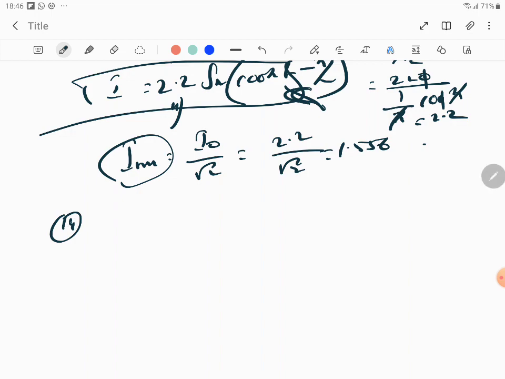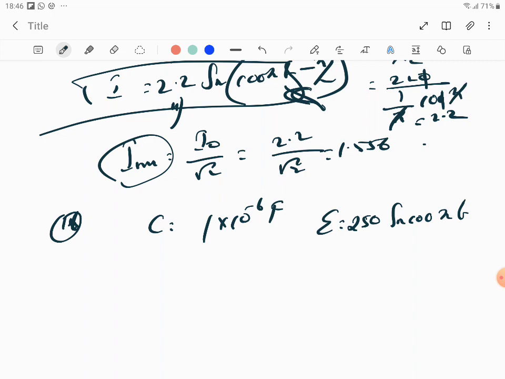Example 16, in terms of capacitor. A capacitor of 1 microfarad, so C is equal to 1 into 10 to the power minus 6 farad, connected to an AC source of EMF 250 sine 100 pi t. And in a capacitor the current is going to be ahead, so you should make sure your final answer is switched. So this is your E naught, correct? E naught itself is 250.